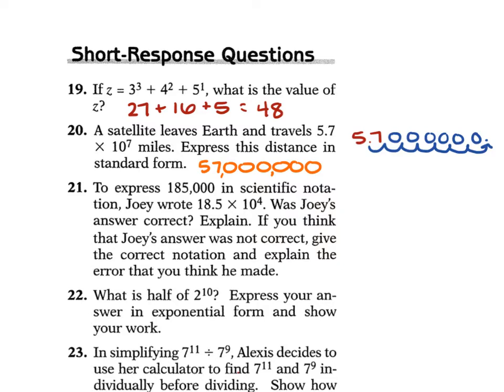For 21, it says to express 185,000 in scientific notation, Joey wrote 18.5 times 10 to the 4th power. Was Joey's answer correct? No, it was not, because the number to the left of the decimal point has to be between 1 and 9. It cannot be greater than 9. It cannot be less than 1. And it has to only be whole numbers. So this would be 1.85 times 10 to the 1, 2, 3, 4, 5, 5th power.